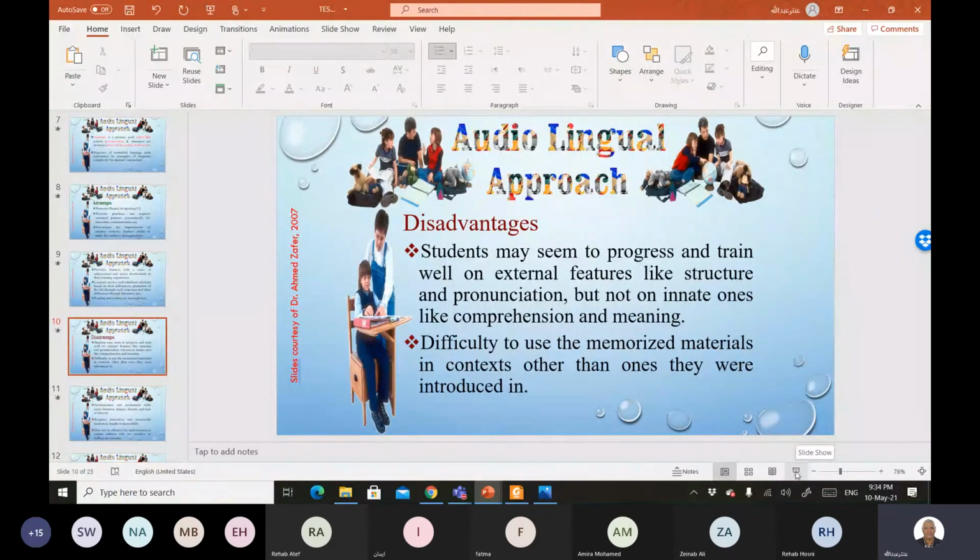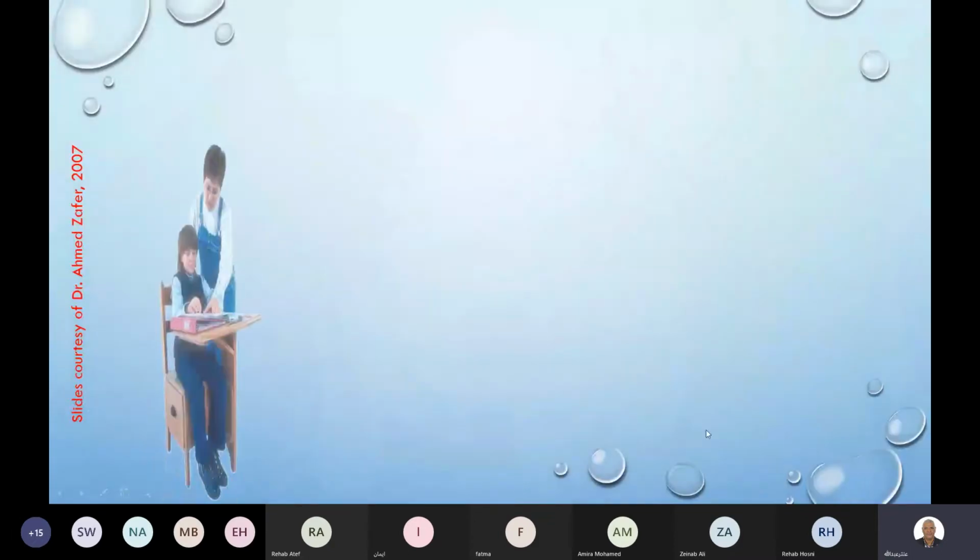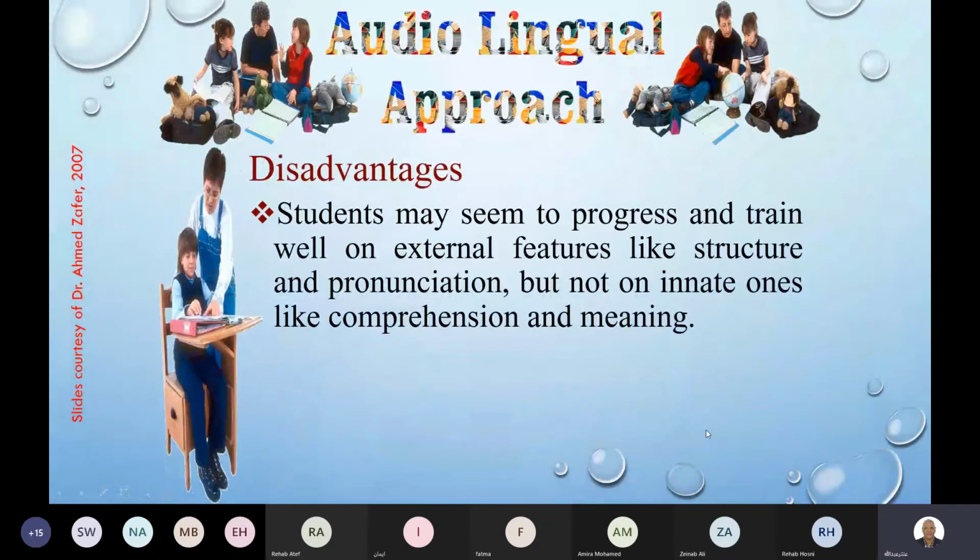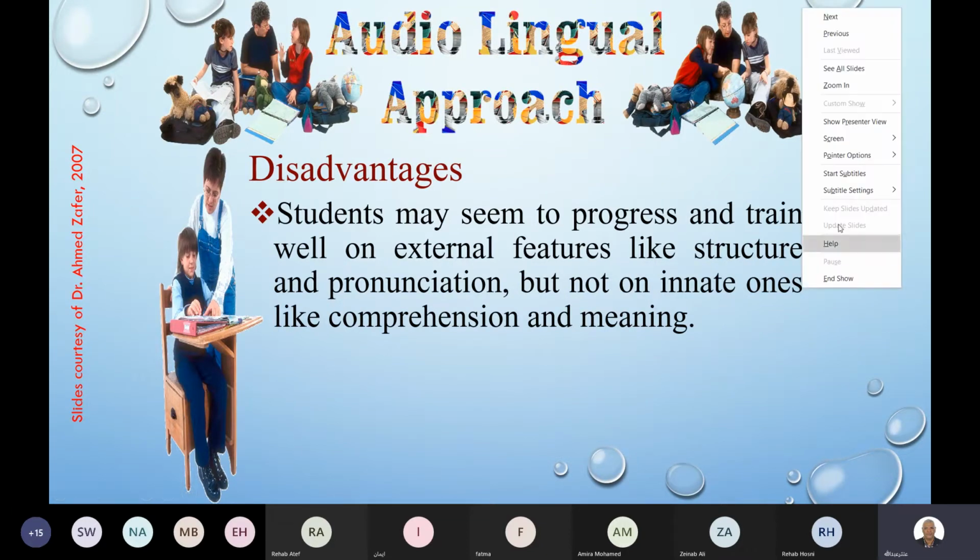The disadvantages of the audio-lingual method are that, first, the students may seem to progress and train well on the external features like pronunciation and structure, but in fact, sometimes they do this without comprehension. Yani, the teacher in the video clip that you have seen or that you have commented on, they kept repeating, but we don't know whether they understand or not. There is no comprehension check. ما تأكدش هم فاهمين معنى الكلام ده ولا لا.